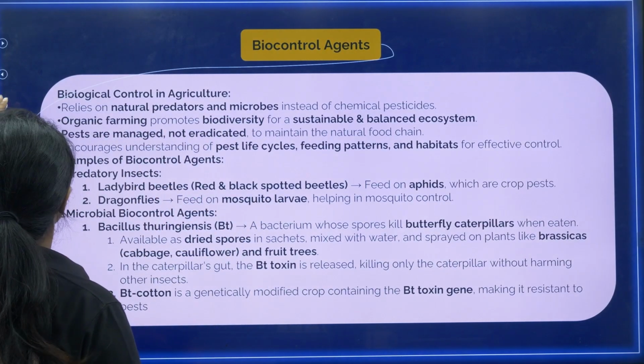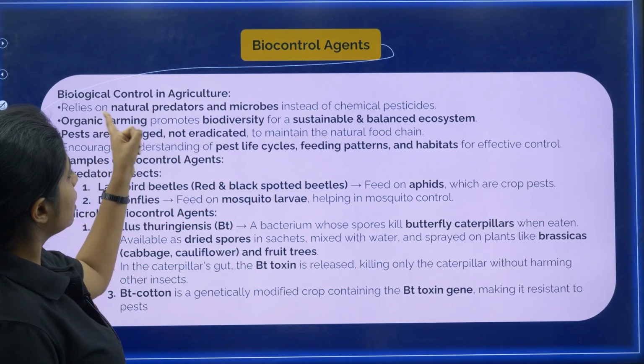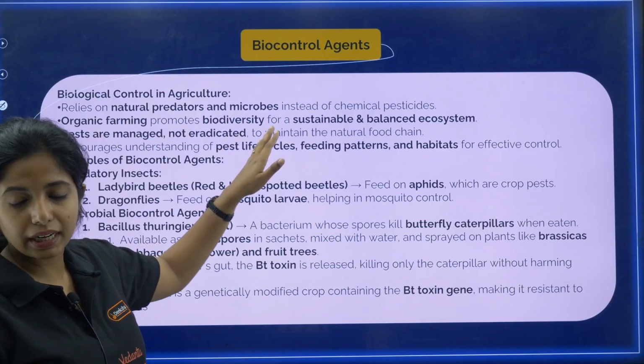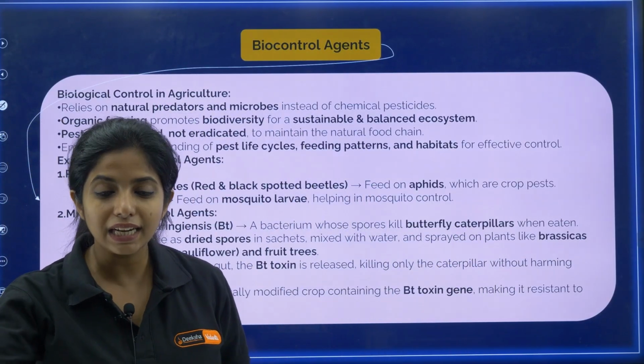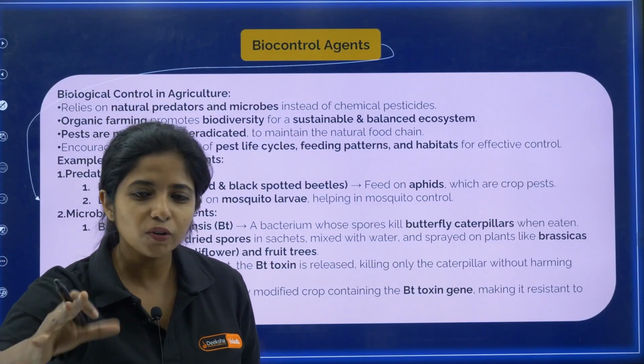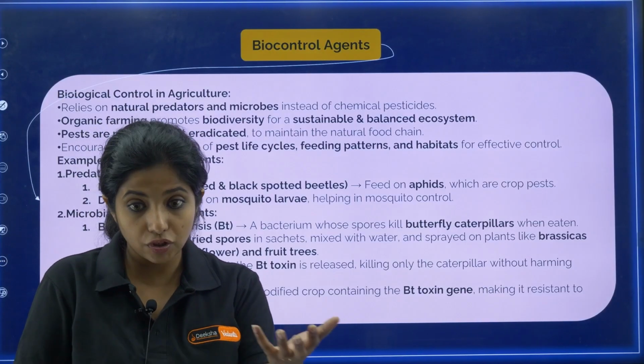So first thing, my dear children, you should understand what biocontrol agents are. It relies on natural predators and microbes instead of chemical pesticides. So if the ladybird is okay with eating the aphid, then let it eat. Anyway, we do not want the aphid. So naturally it is happening, and it is very good for us.